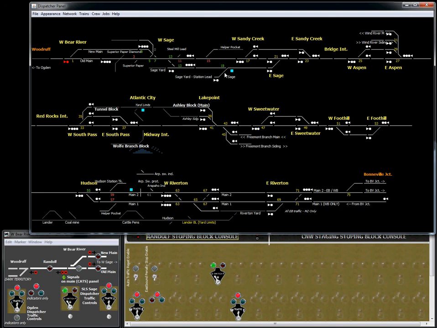Finally, probably the most complicated OS on the entire layout is West Sage. West Sage has a Y plus a crossover and other associated turnouts. These ones in red are local control. I'll get into those colors in just a moment. So in order to route through the West Sage Y, I would have to make sure that I have all my lines lined up, and then I would simply clear my route and it would follow the path where the lines are complete.